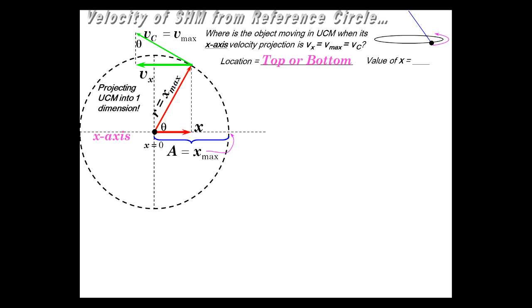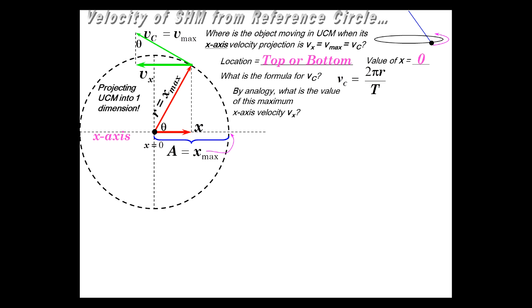And the value of x there is, well, what is the value of x here? It's 0, that's right. Okay. Now what's the formula for circular speed or centripetal velocity? What is the basic formula? For an object in uniform circular motion, the speed is 2 pi r over t.